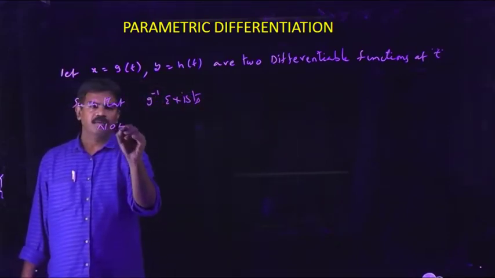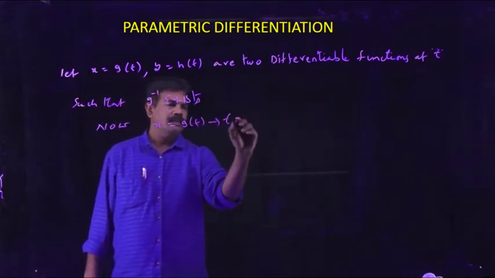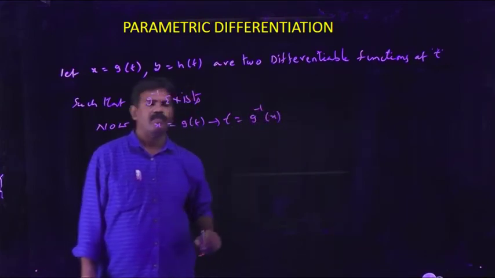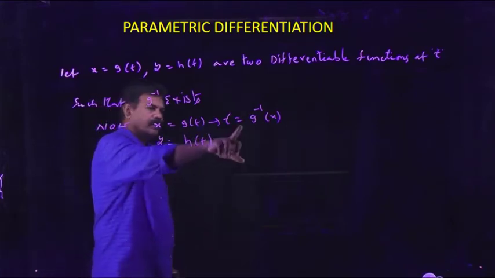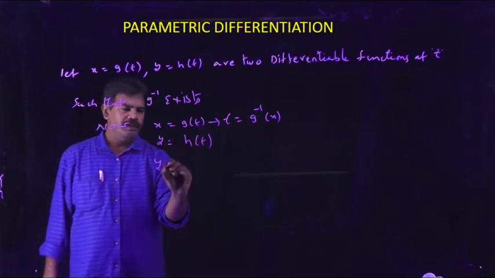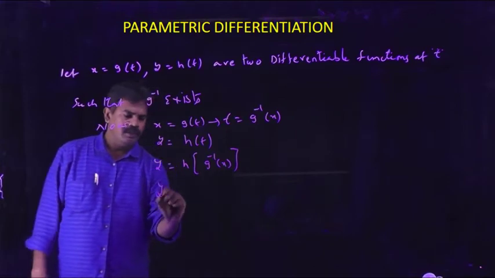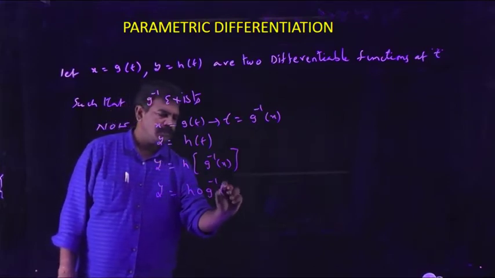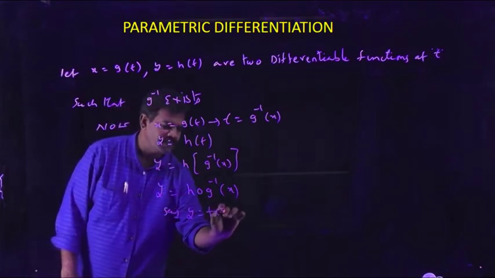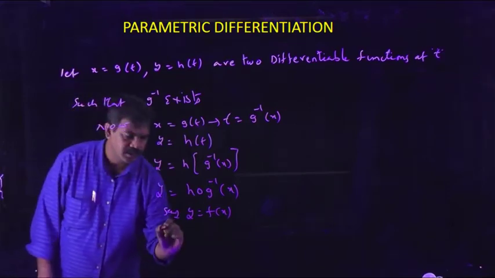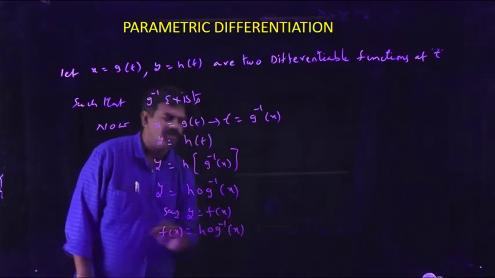Now x is equal to g of t, that implies t is equal to g inverse of x. y is equal to h of t. The value of t is substituted here, it is y is equal to h of g inverse of x, that is y is equal to h circle g inverse of x. Say y is equal to f of x. That is f of x is equal to h circle g inverse of x.